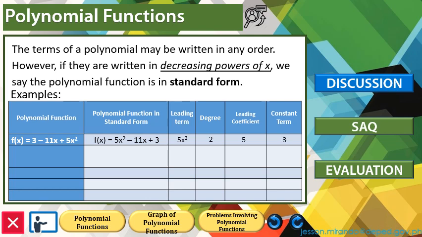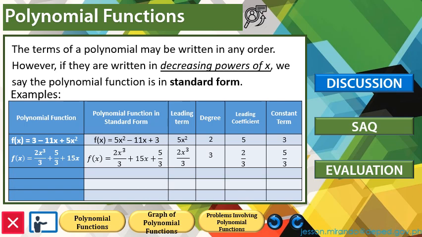Next example. F of x equals 2x cubed over 3 plus 5 thirds plus 15x. Arrange the terms in decreasing power of x. We have f of x equals 2x cubed over 3 plus 15x plus 5 thirds. By looking at the standard form of the polynomial function, the leading term is 2x cubed over 3. The degree is 3. The leading coefficient is 2 thirds. The constant term is 5 thirds.